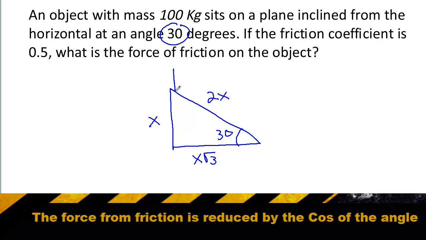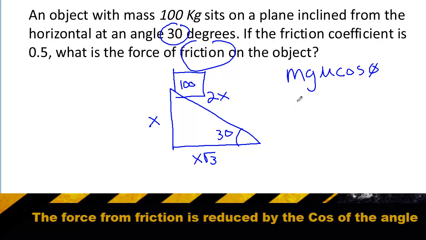Then they tell me I have this object that's going to slide down, and that object weighs 100 kilograms. The question is asking about friction, and my equation for friction on an inclined plane is my mass times my gravity times the frictional coefficient times the cosine of the angle. As always, my cosine is the adjacent side over my hypotenuse. In this case, my adjacent side is x root 3, and my hypotenuse is 2x. I know my mass, I know my gravity. They also tell me my frictional coefficient.